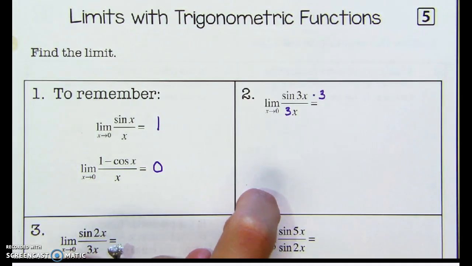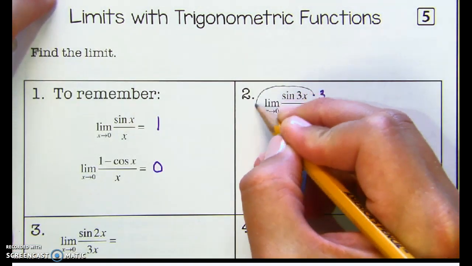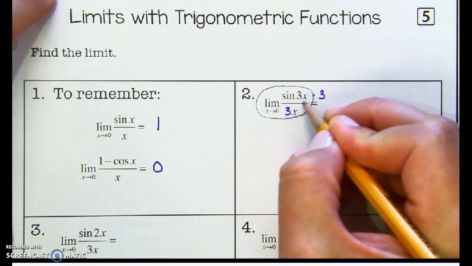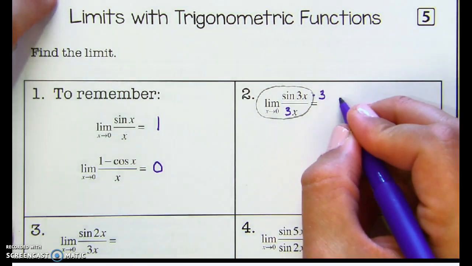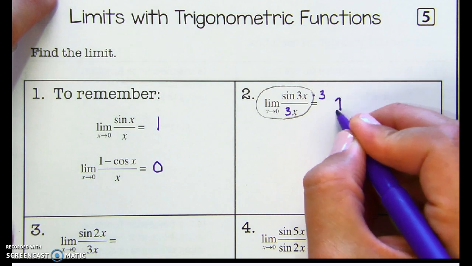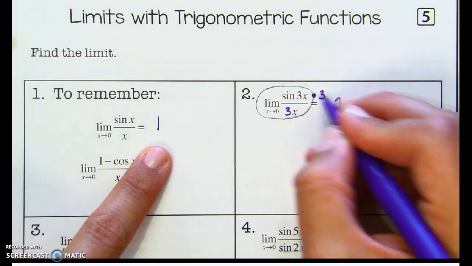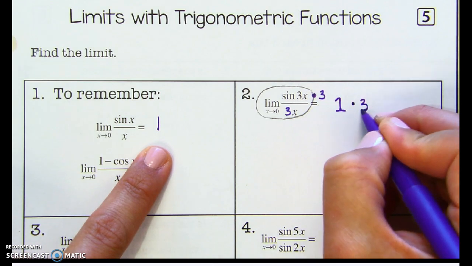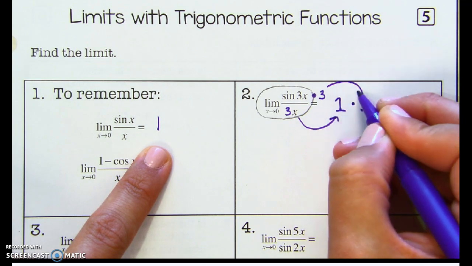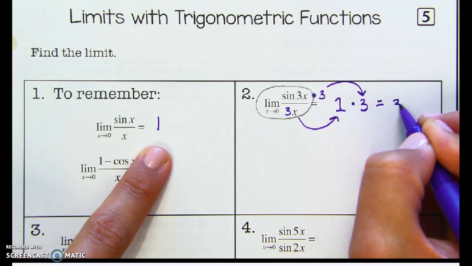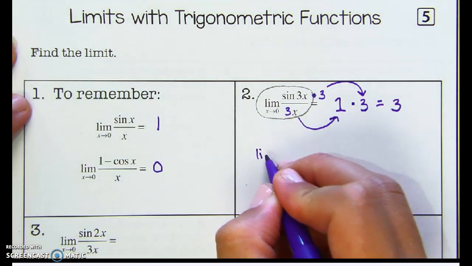Got that? Now, why did I do that? Because now that it's sine of 3x over 3x, the limit of this whole thing is equal to 1. But we also have a 3 up here, so times 3. So this limit is 1, and then we had a 3 here. So 1 times 3 is 3. That's it. That's it.